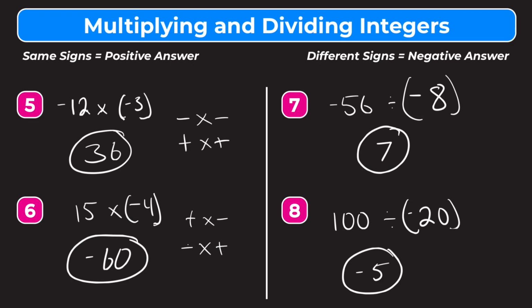So hopefully after going through those examples, you have a better understanding of how to multiply and divide integers. Again, really you just have to remember the two rules. If the signs of the original numbers are the same, your answer is going to be positive, and if the signs are different, the answer is going to be negative.